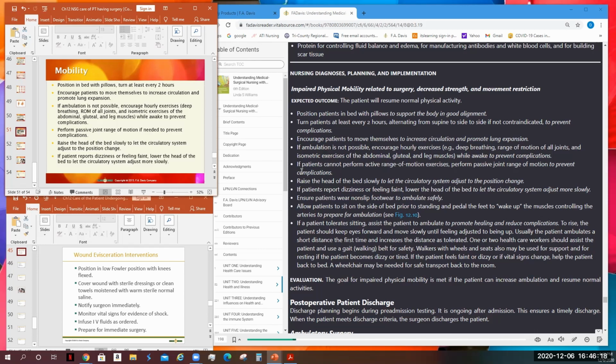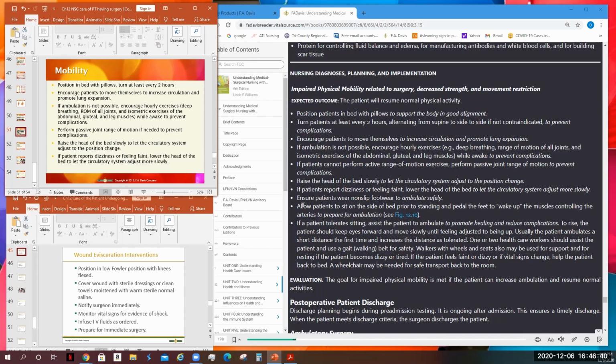Raise the head of the bed slowly to let the circulatory system adjust to the position change. If patients report dizziness or feeling faint, lower the head of the bed to let the circulatory system adjust more slowly. Ensure patients wear non-slip footwear to ambulate safely.